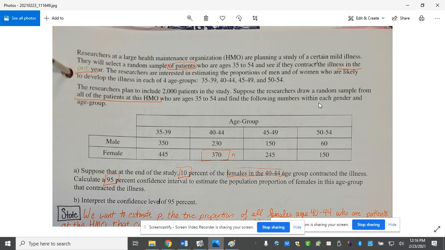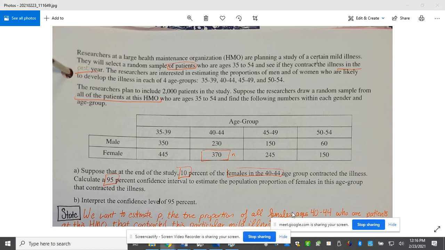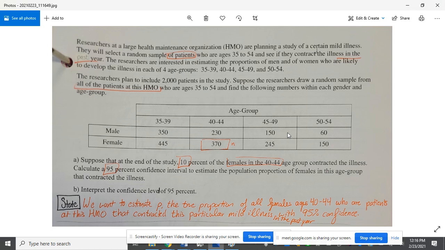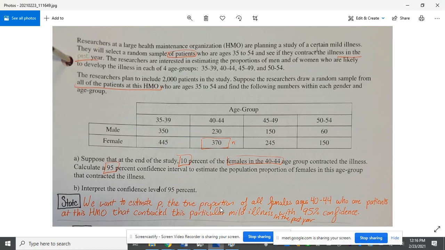The P that we are dealing with and defining is the proportion of all females aged 40 to 44 who are patients at this HMO, which is defined as HMO, that contracted this particular mild illness in the past year with 95% confidence. Questions on that? Make sure you're being very wording specific.